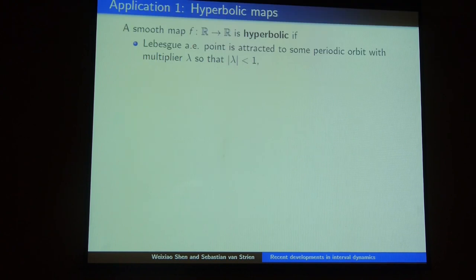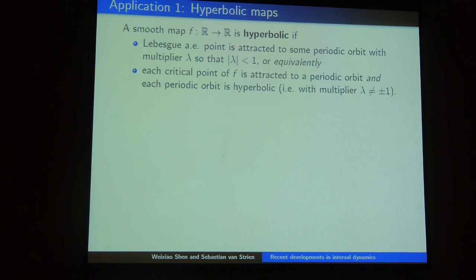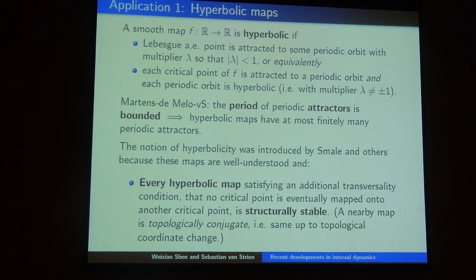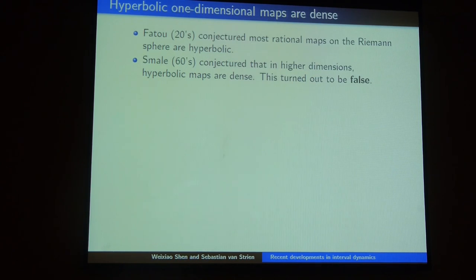And so the first application is about hyperbolic maps. And the notion of hyperbolicity was explained already by Misha, and it's saying that almost every point goes exponentially fast to a periodic orbit, or that the critical points are in the basin of the periodic attractors. And then I'm going to simply say that this notion comes from the classical work of Smale, and this is really an important notion because it implies structural stability, with a very mild additional structure there.